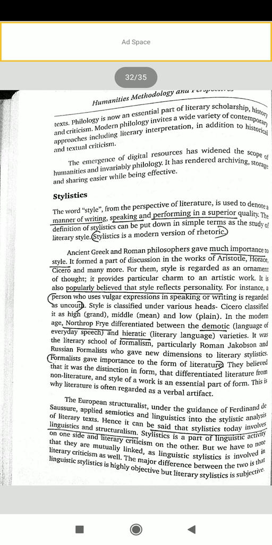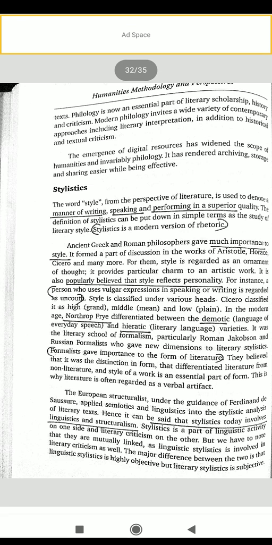Cicero classified the style of a writer into various heads. One is high, that is grand. He termed it as grand, mean, and plain. This is how Cicero, the ancient philosopher, classified the style. In the modern period, Northrop Frye differentiated between demotic and hieratic, that is the language of everyday speech and the literary language; both are different.